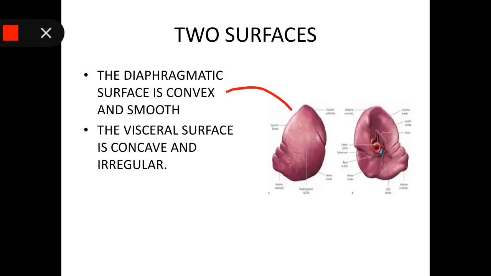2 surfaces. The diaphragmatic surface is convex and smooth. The visceral surface is concave and irregular.